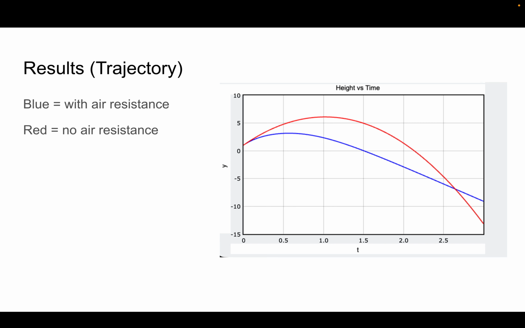And these are the results. As you can see, here are the trajectories. The red path represents motion without air resistance, which forms a perfect parabola. The blue path includes air resistance. You can see that it does not go as high and does not travel as far.